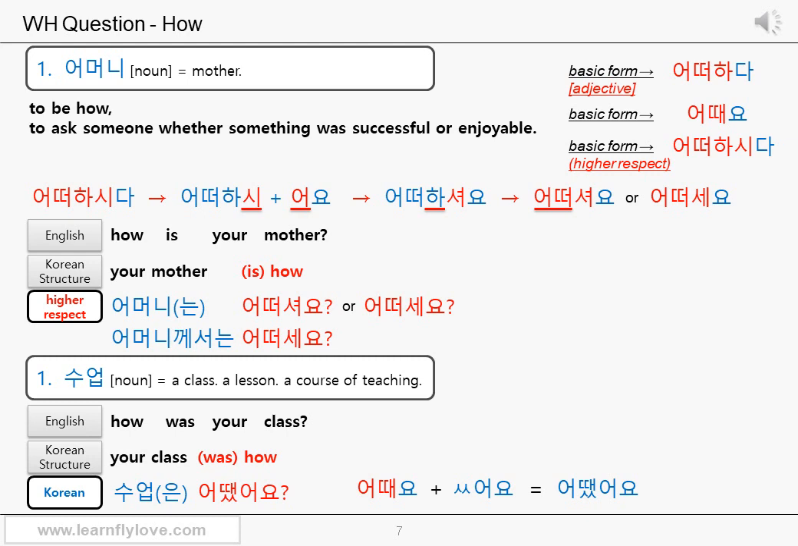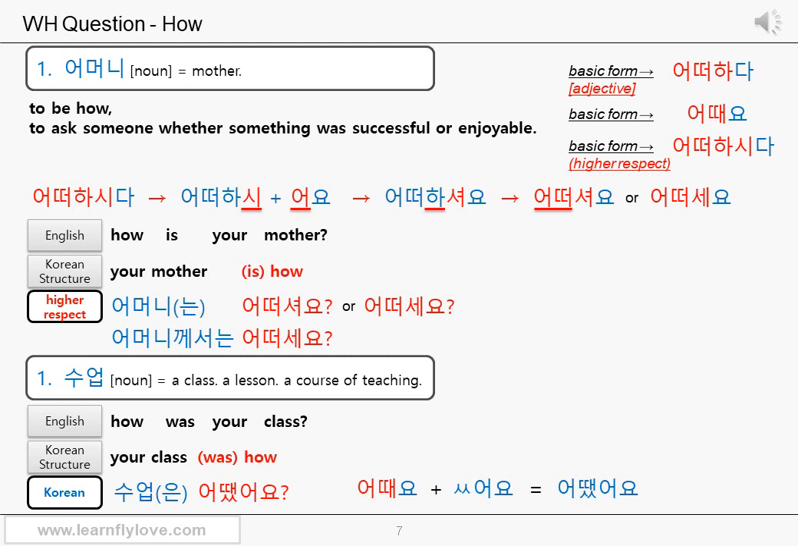How about the particle 가? 어머니가 어떠세요? No matter what other people say, we would not say it's wrong, but it sounds a bit weird because of many reasons. There's no reason to emphasize the subject here. It has nothing to do with new information either. Can't find any particular purpose to use the subject particle 가. As we always say, if you don't understand the usage of the subject or the object particle, just don't use it. It's okay in most of the cases.